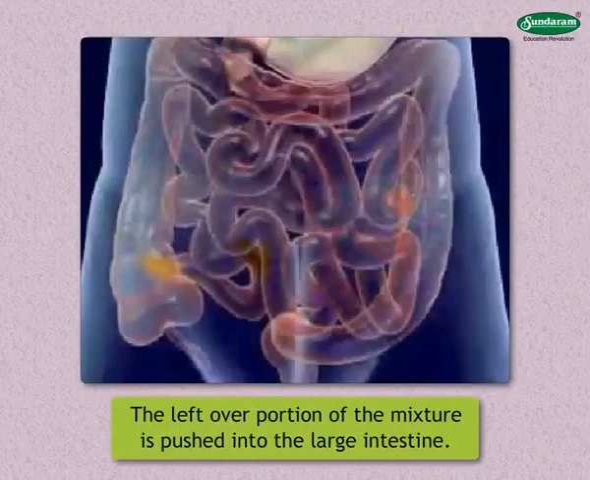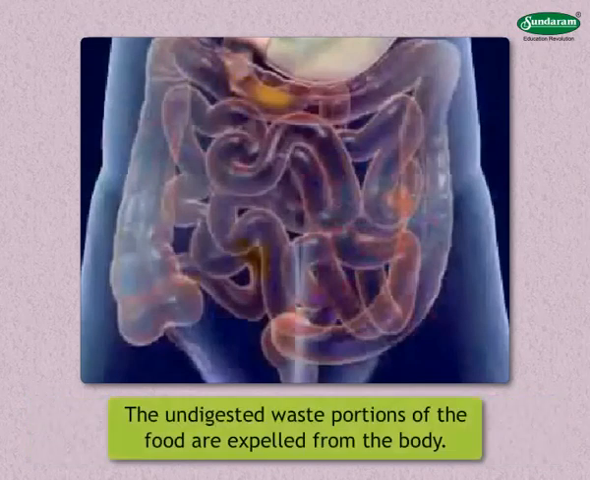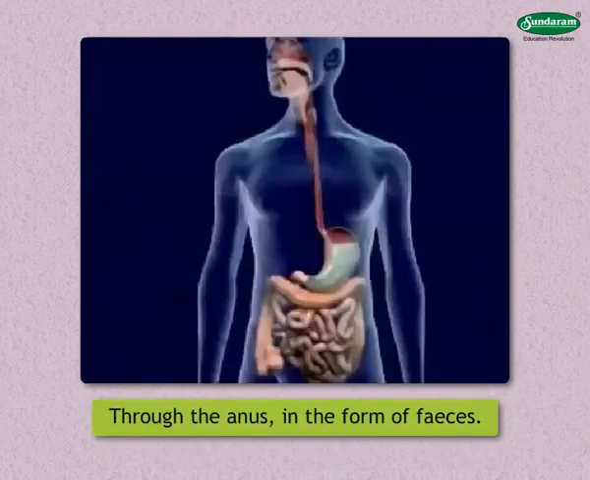The leftover portion of the mixture is pushed into the large intestine. The water in the food mixture and any remaining soluble substances are absorbed in the large intestine. The undigested waste portions of the food are expelled from the body through the anus in the form of feces.